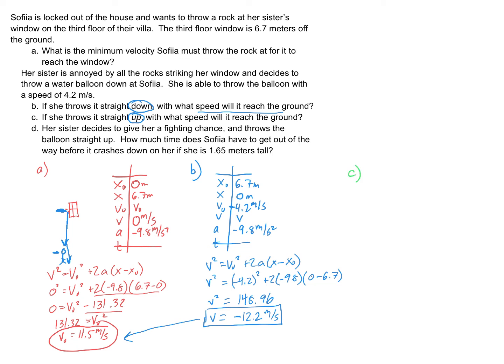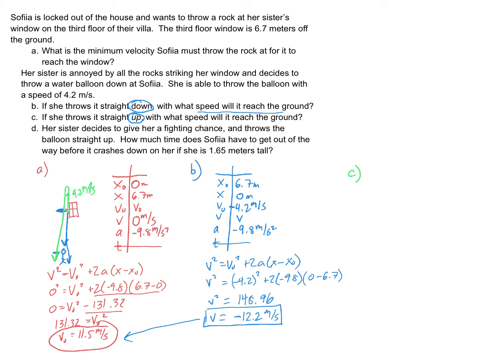So instead of throwing it down, now I'm going back to my picture over here. She throws it up with a speed of 4.2 meters per second, and so it goes up, and then it comes back down. So now what will the speed be when it reaches the ground? Well, you could make a table here. And in fact, that's what I'm going to do.